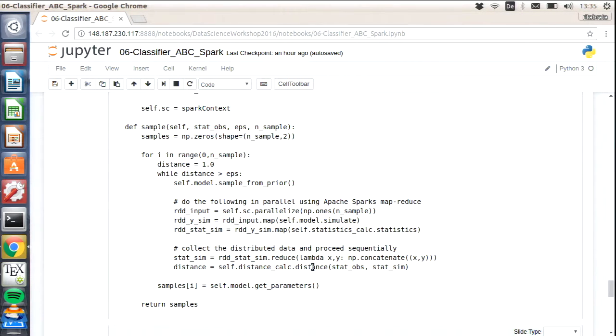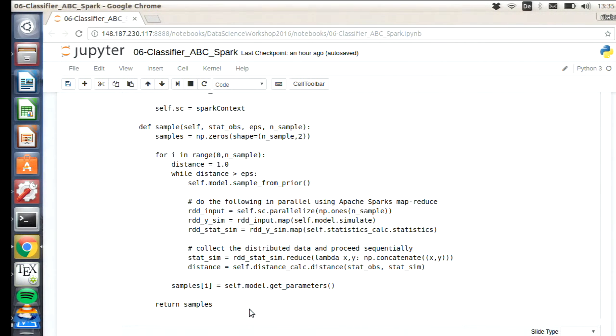And then we compute the distance between the simulated and observed sets of statistics. And then if it is accepted, we accept the theta, or if not, we don't. And this is a very simple example of what is going on and how to work inside it.